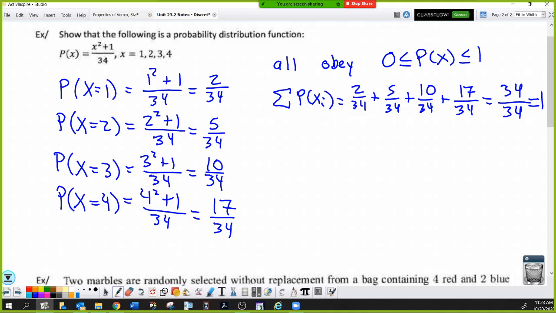That's how you would do that if it was a test question. You would plug in all the x's, add them up, and see what they add up to. If they add up to 1, bingo, probability distribution function, as long as all the probabilities were positive and between 0 and 1. And if they don't add up to 1, well, then it's not a probability distribution function. Pretty easy, right? Yes. You would have to show that they add up to 1 in order to prove that it is a probability distribution function.